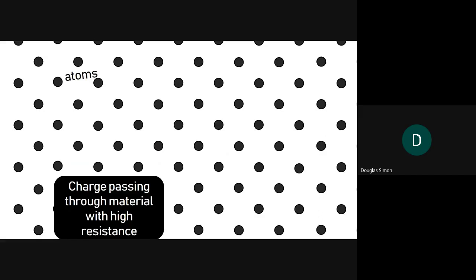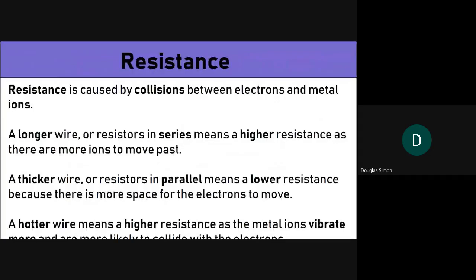So let's summarize all this on a slide. Resistance is caused by collisions between electrons and metal ions. A longer wire or resistors in series means a higher resistance as there are more ions to move past. A thicker wire or resistors in parallel means a lower resistance because there is more space for the electrons to move. And a hotter wire means a higher resistance as the metal ions vibrate more and are more likely to collide with the electrons. If you just remember those two animations in this slide, you are able to answer a huge amount of questions and you have quite a good understanding of resistance.